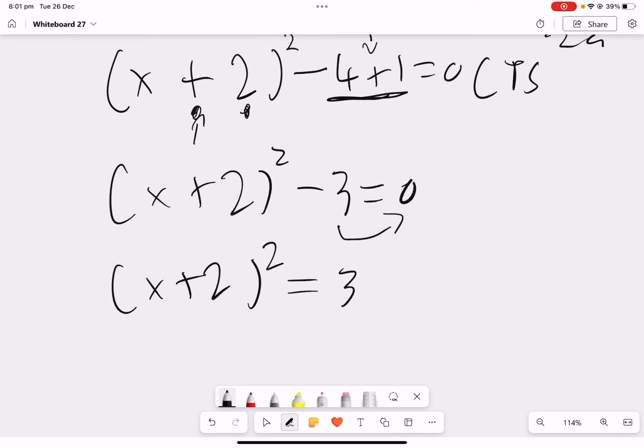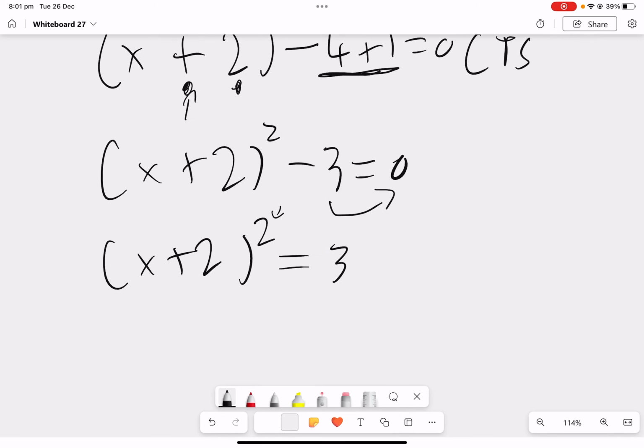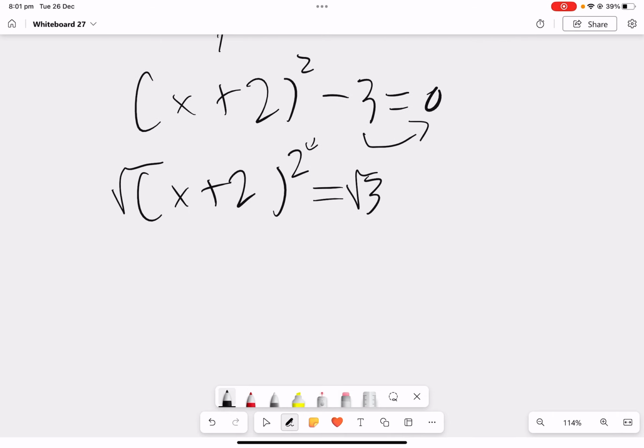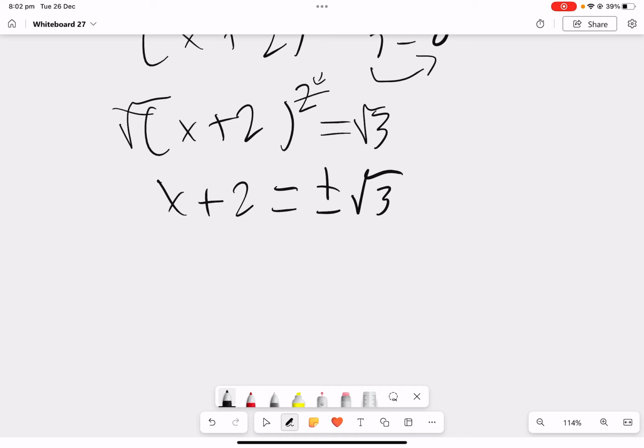Then, to get rid of this square, I'm going to square root both sides. So I'm going to square root that side and square root this side. That square root and that square cancel. So x plus 2 is equal to plus or minus the square root of 3. The reason it's plus or minus is because when you square root a number, it has to be plus or minus. Okay. Then just to solve normally, I'm going to move the 2 across by minusing 2.